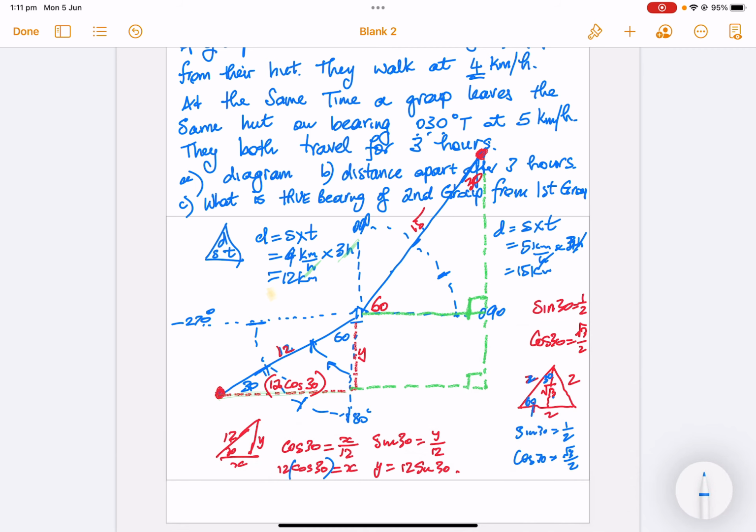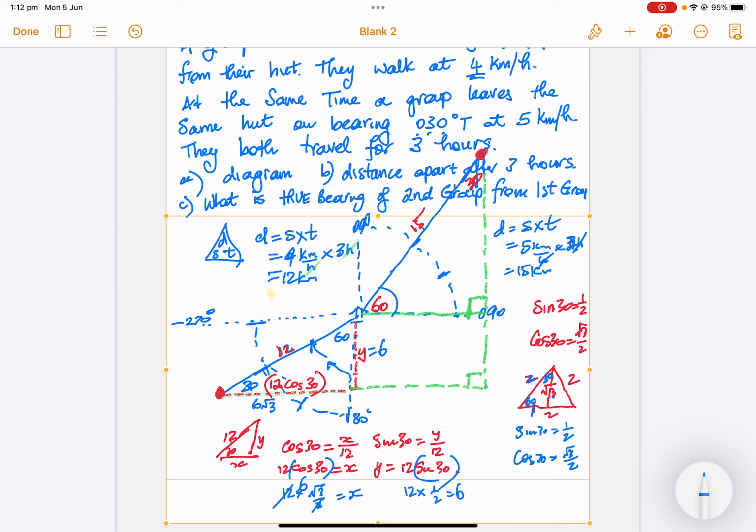Can I get rid of that triangle? Yeah. So 12 times cos of 30, which is root 3 over 2, so that's 6 root 3. So 6 root 3 is this one. And 12 times a half is 6. So that's 6 there. And then we go up to this triangle.